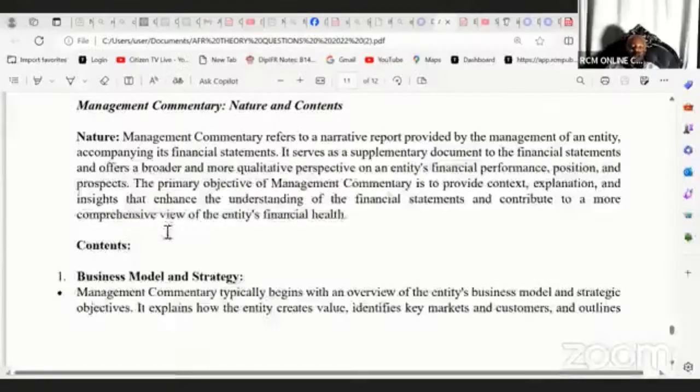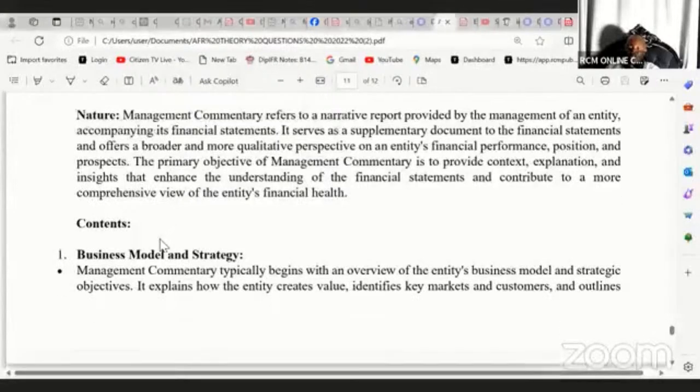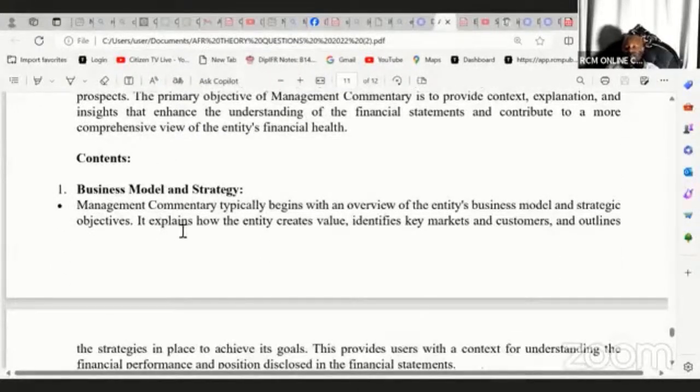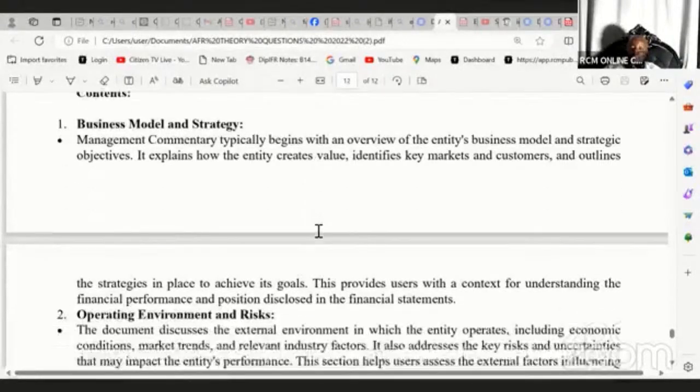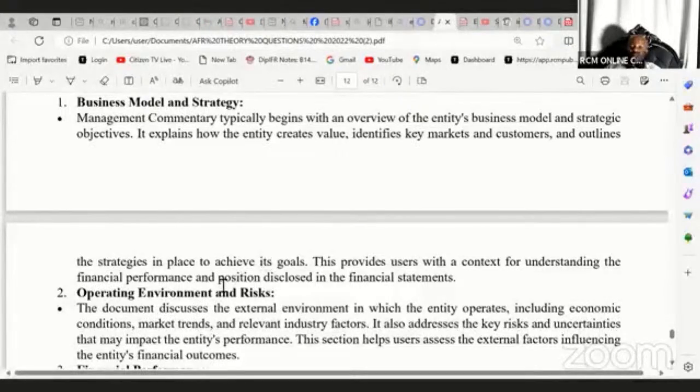All right. So then what are we supposed to be looking at? What are some of the comments? What are some of the things you as managers must discuss in these management commentaries? So contents, we have a business model and strategy. Management commentary typically begins with an overview of the entity's business model and strategic objectives. It explains how the entity creates value and identifies key markets and customers. Now you're not going to have a heading like this. No, it is within your story as the chairman. Within your story as the chairman, you have to give us that. Give us operating environment and risks.